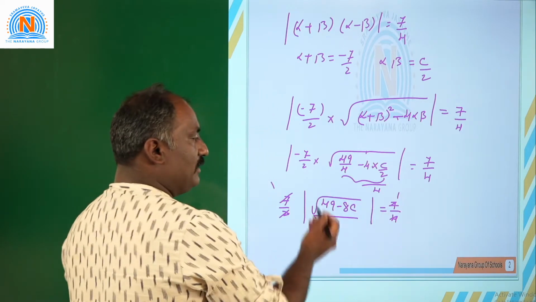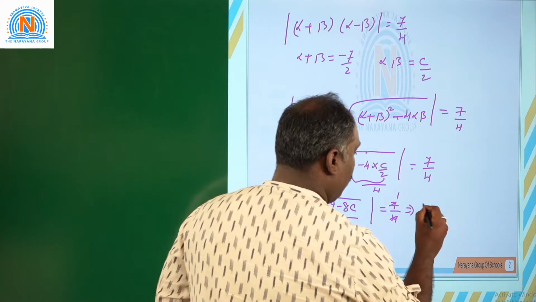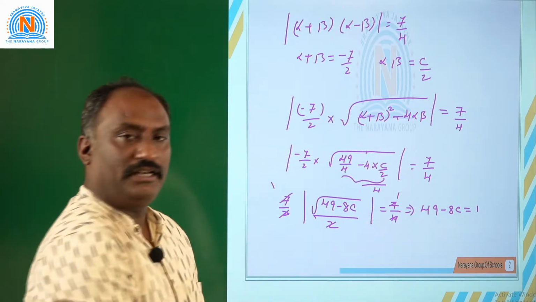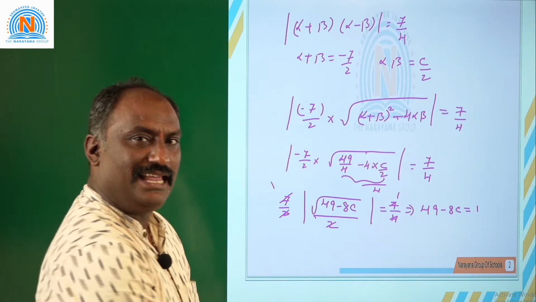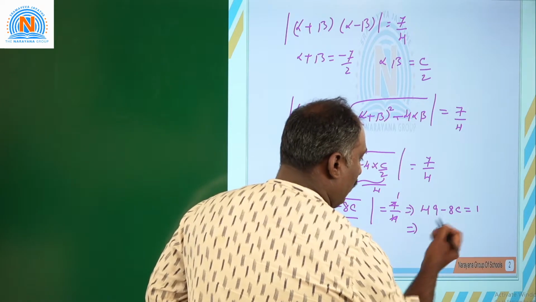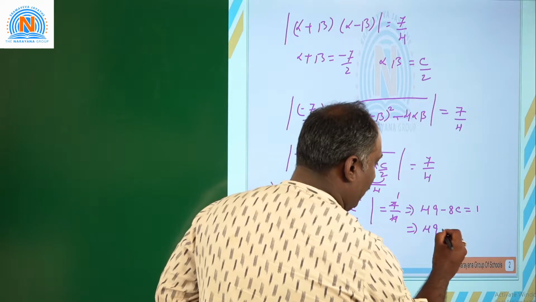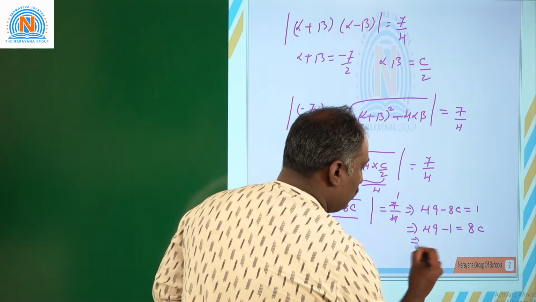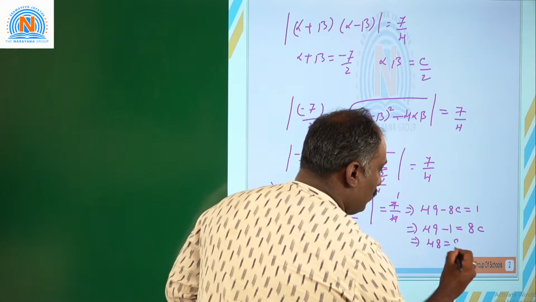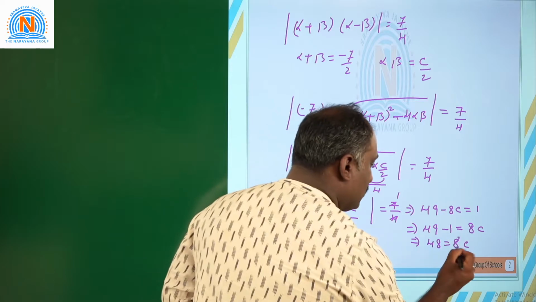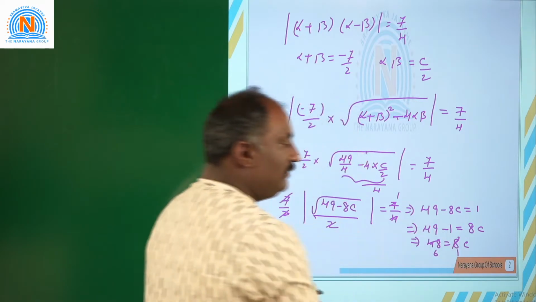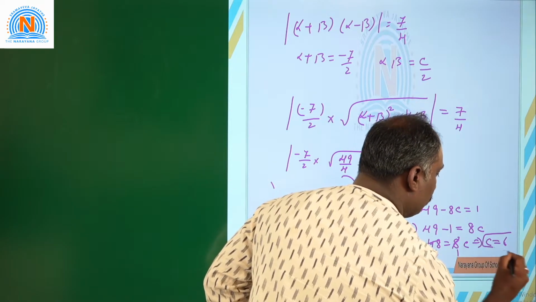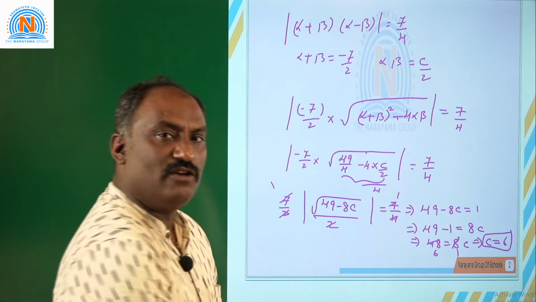So from this I can do squaring on both sides. I will get 49 minus 8c is equal to 1. And here if I bring this, 49 minus 1 is equal to 8c, minus 8c becoming plus 8c, and we get 48 is equal to 8c, and 8 sixes are 48. From this we are getting the value c is equal to 6.